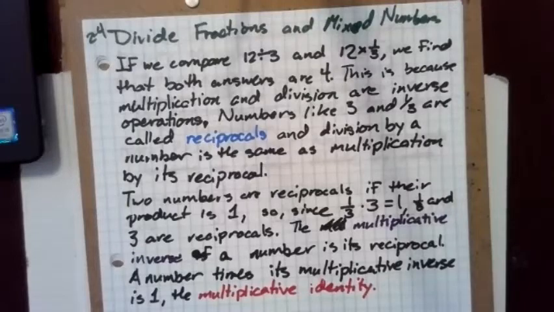Numbers like 3 and 1/3 are called reciprocals, and division by a number is the same as multiplication by its reciprocal. Two numbers are reciprocals if their product is 1. So since 1/3 times 3 is 1, 1/3 and 3 are reciprocals. The multiplicative inverse of a number is its reciprocal. A number times its multiplicative inverse is 1, the multiplicative identity.